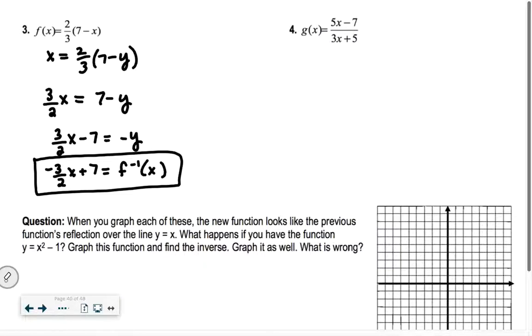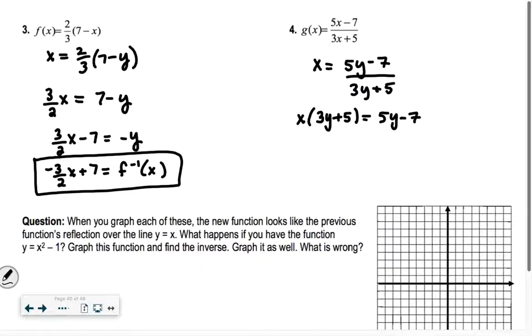Okay, so we're going to switch our x's and y's. So in this case, I have 2 y's. So I have x equals 5y minus 7 over 3y plus 5. Okay, so we need to get the y by itself. Well, which y? We have 2 y's, right? Do you guys remember how to do this? Okay, so we're going to multiply the 3y plus 5 over. So I'm going to have x times 3y plus 5 equals 5y minus 7. And I can go ahead and distribute and say 3xy plus 5x equals 5y minus 7.